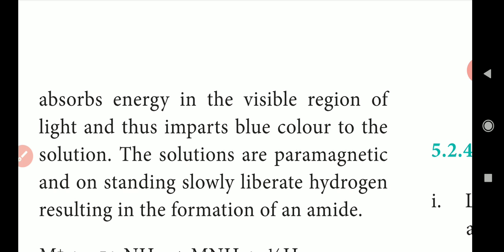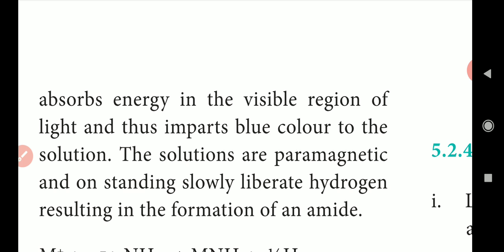Metal is dissolved in the dilute solution of ammonia. It produces a blue color. Here, ammoniated cations and ammoniated anions are formed inside the solution. They all act as good conductors. They are paramagnetic in nature.